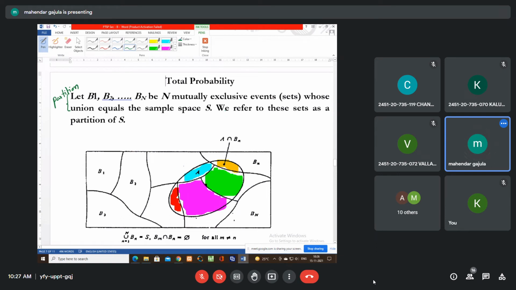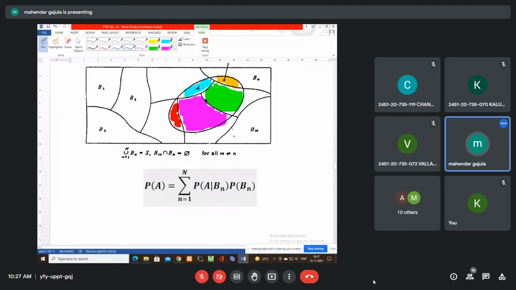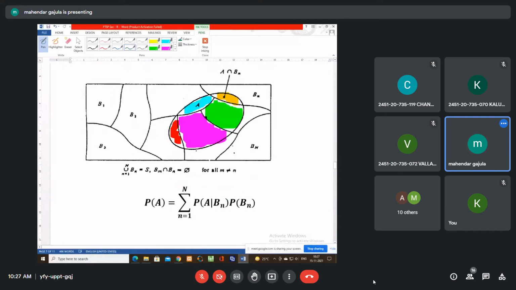Now here I am applying a common application. Here n events are there. I have a common event. This one is a common event. A is a common event. B1, B2, B3, Bn are different events, mutually exclusive events. Among all these, a common event is there.